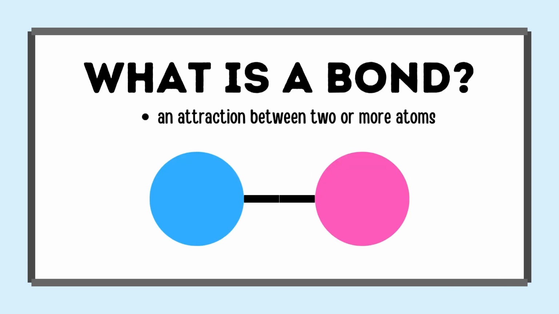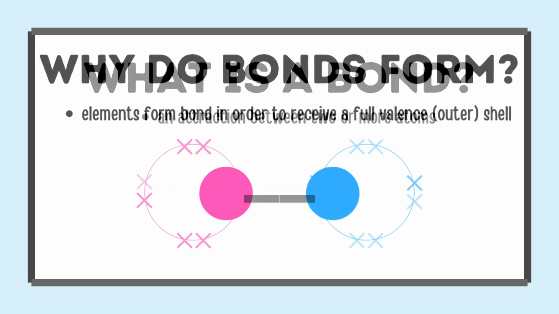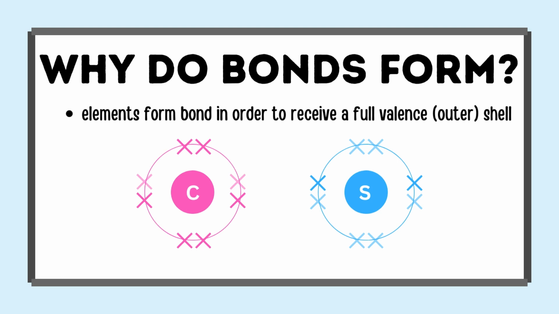What is a bond? A bond is an attraction between two or more atoms. But why do bonds form? Elements form bonds in order to receive a full valence outer shell.